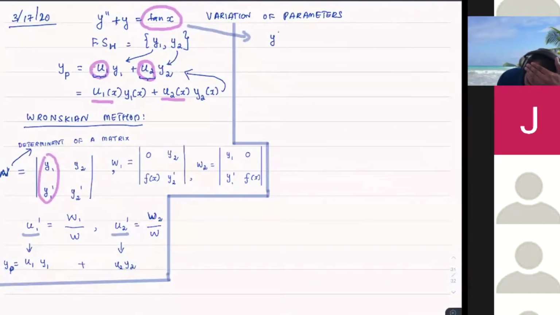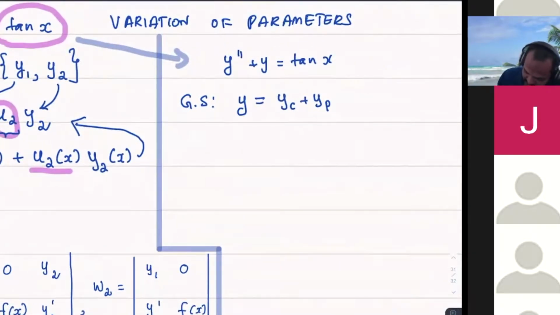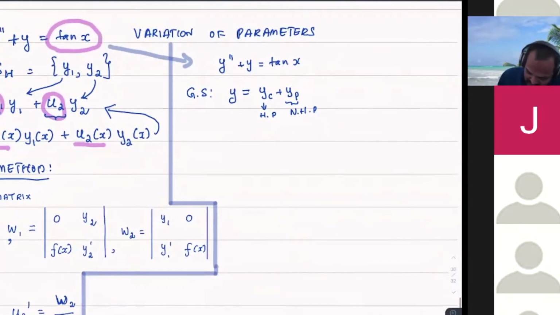So here I have y double prime plus y is equal to tan x. All right, let's see how we do that. The general solution for this particular one is y equals yc plus yp, where yc is a solution to the homogeneous problem and yp is a particular solution to the non-homogeneous problem. We know that. And here, let's try to find the yp.